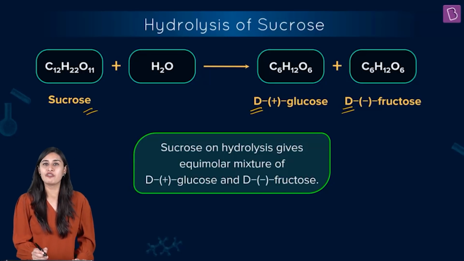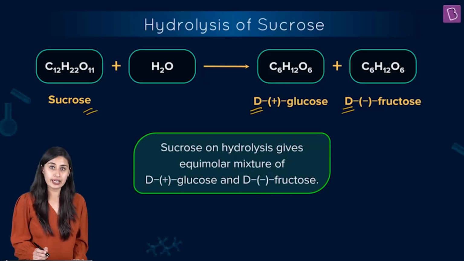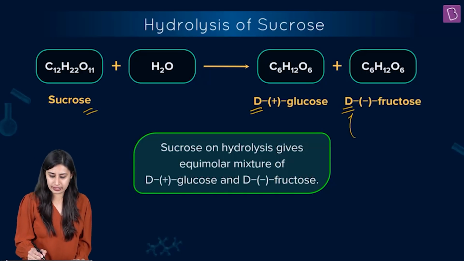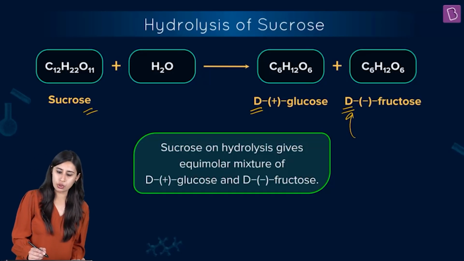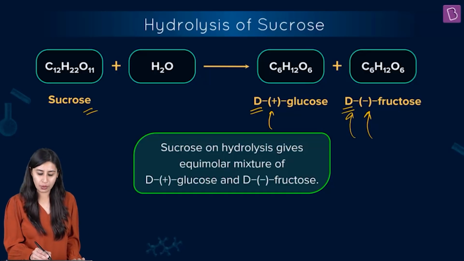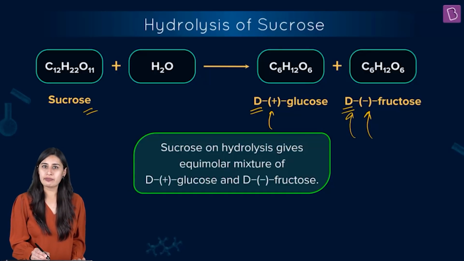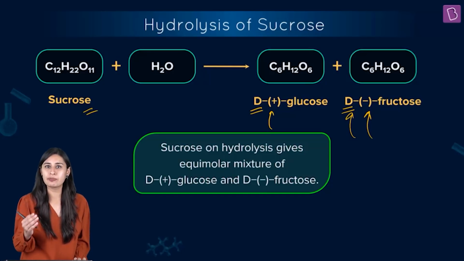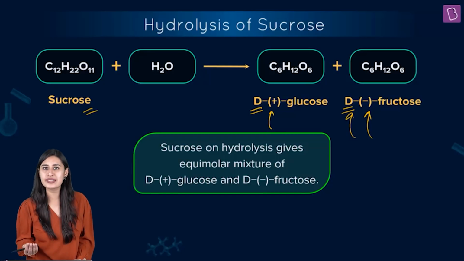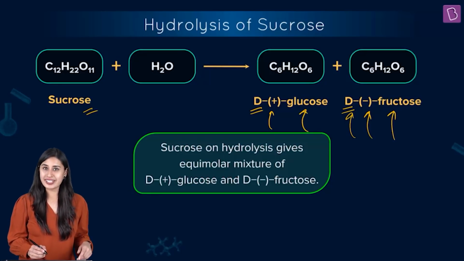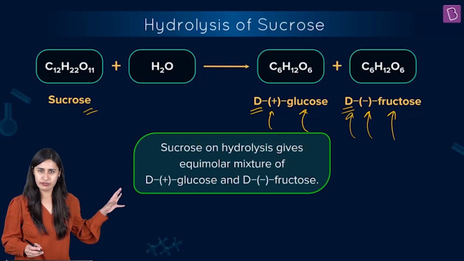That means when we make the Fischer projection, the second last carbon, if we observe, the OH is on the right hand side, here as well as here, when we are talking about glucose or fructose. Plus and a minus. We know that plus glucose has rotated the plane polarized light in the clockwise direction, whereas fructose has rotated the plane polarized light in the anti-clockwise direction. Sorted. And now let's also understand the product from the structures.